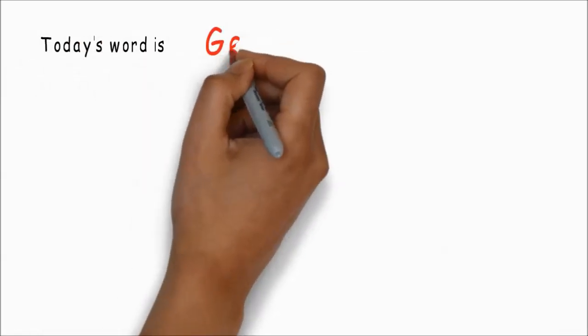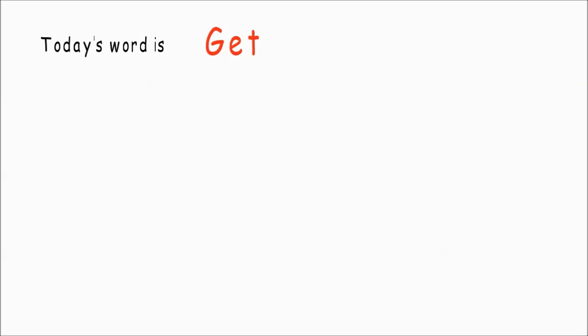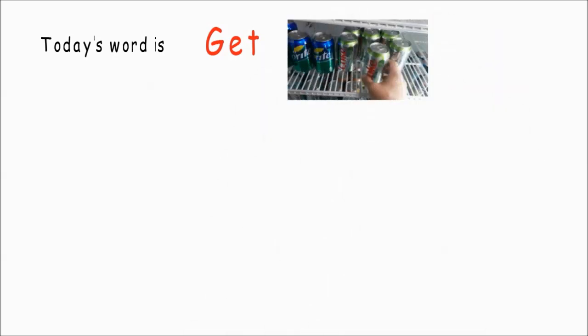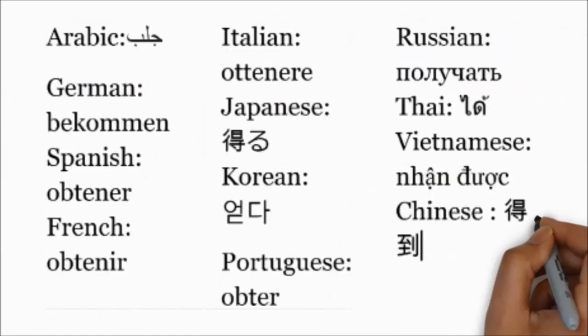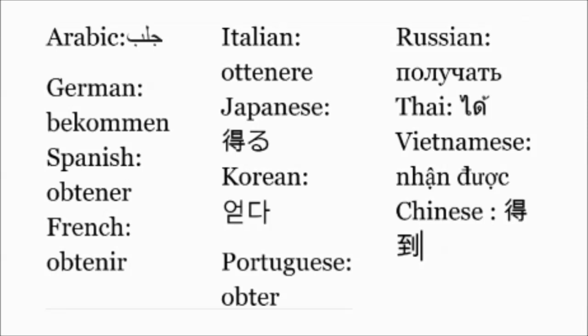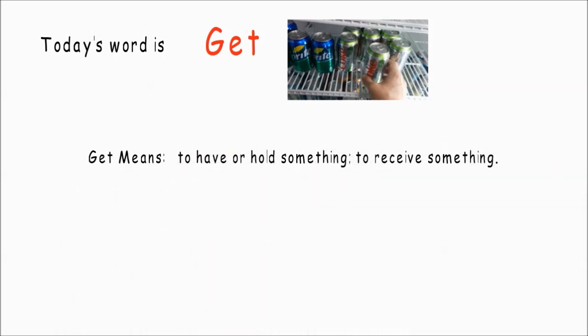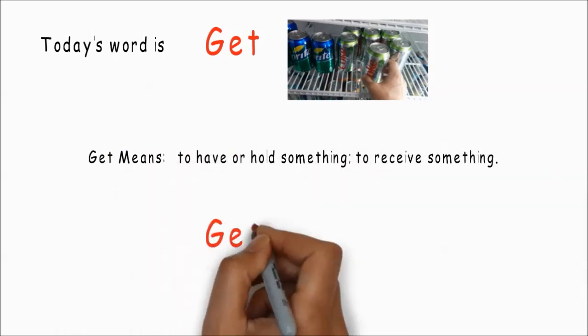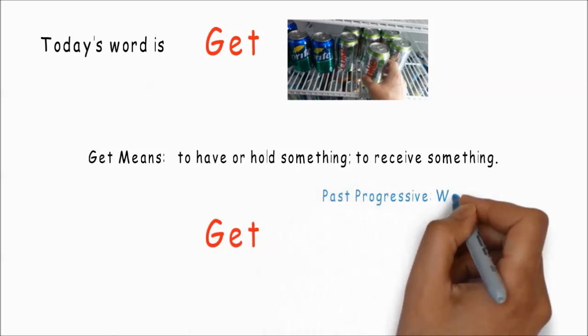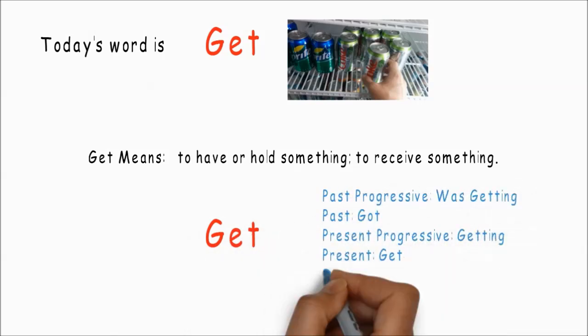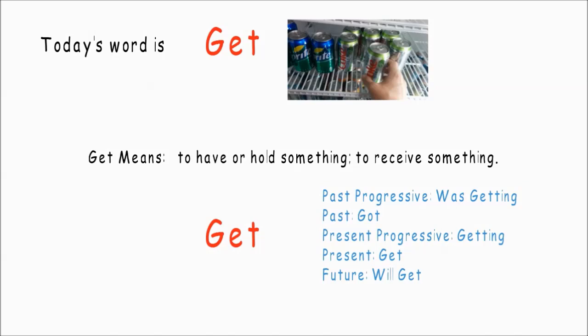Today's word is get. Here's a picture of someone getting a Coke. Here is get in many languages. Pause the video and find yours. Get means to have or hold something, or to receive something. Get. Past progressive was getting, past got, present progressive getting, present get, future will get.